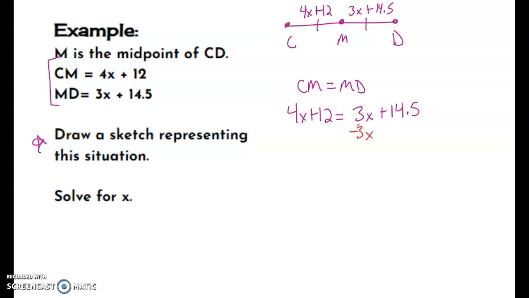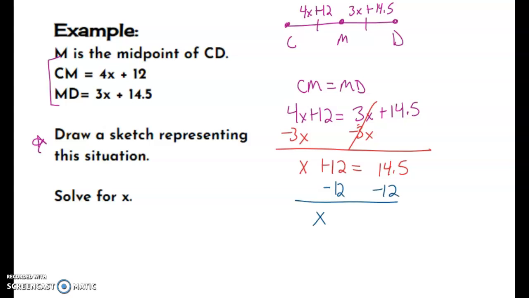So I'm going to move the x's to the same side. So I'm going to subtract the 3x. That gets me x, because 4x minus 3x is x, plus 12 equals, and then on this side I have 14.5. All right, so now we're trying to get x by itself. So next we're going to want to subtract 12. So 12 minus 12 is 0. That's where it goes away. 14.5 minus 12 is 2.5. And that's my answer for x.